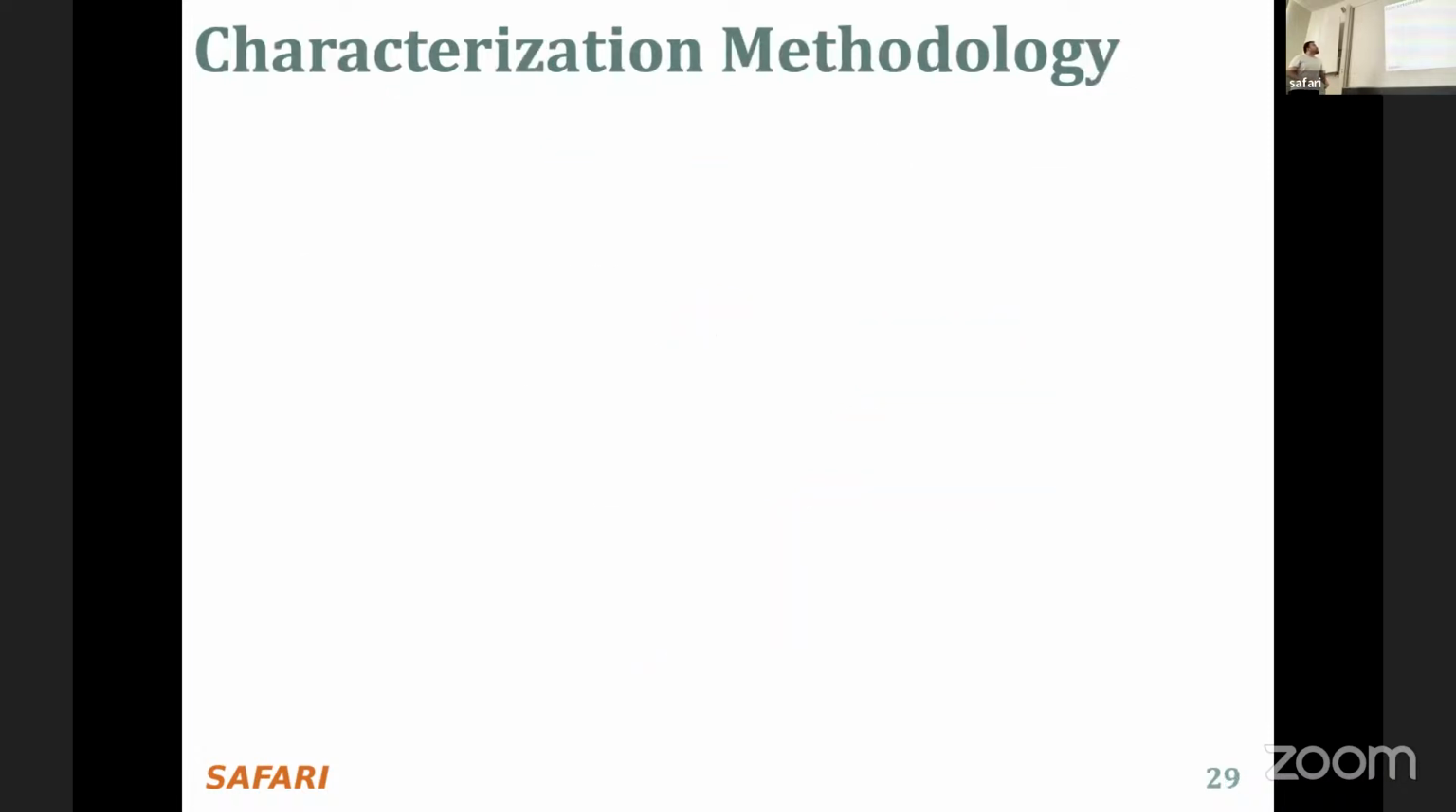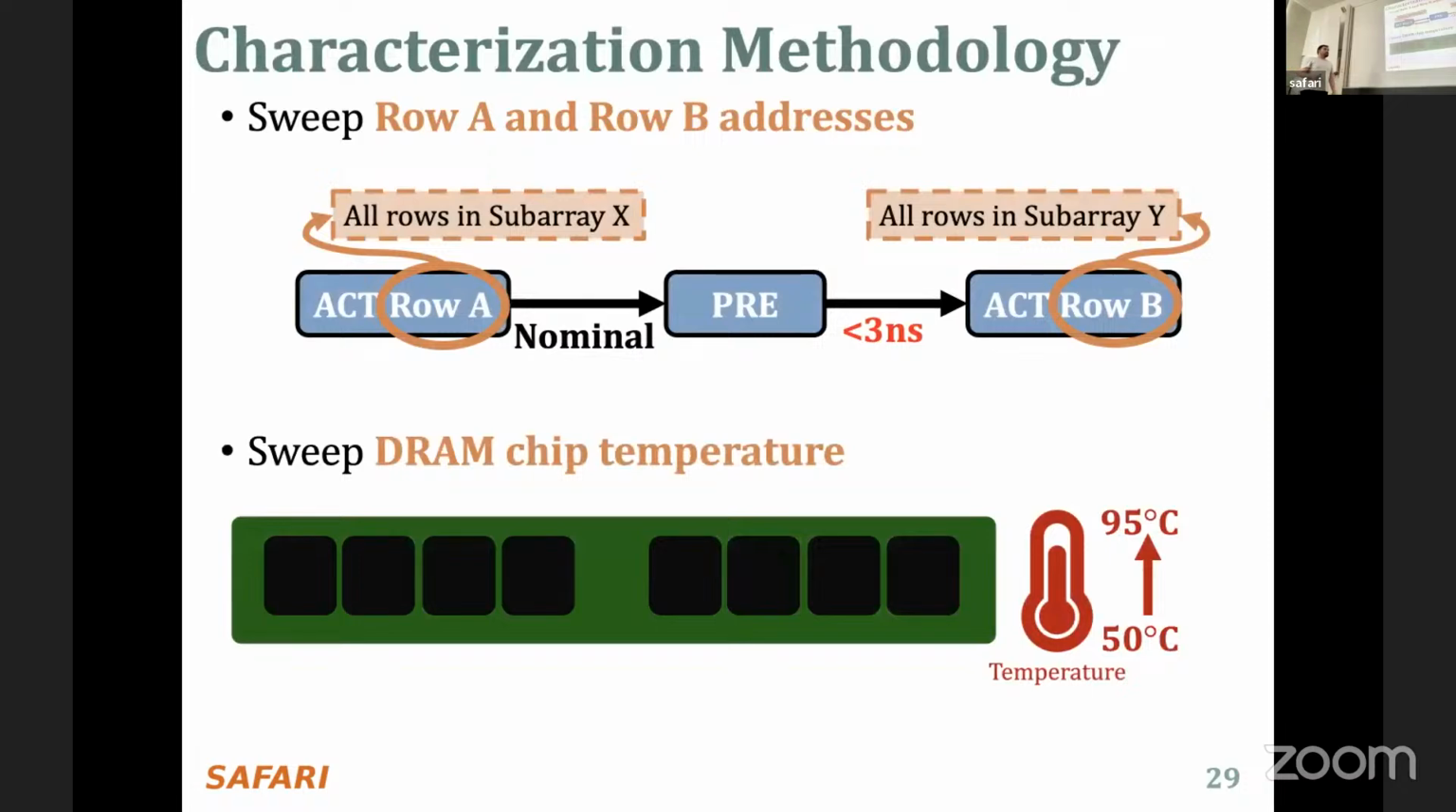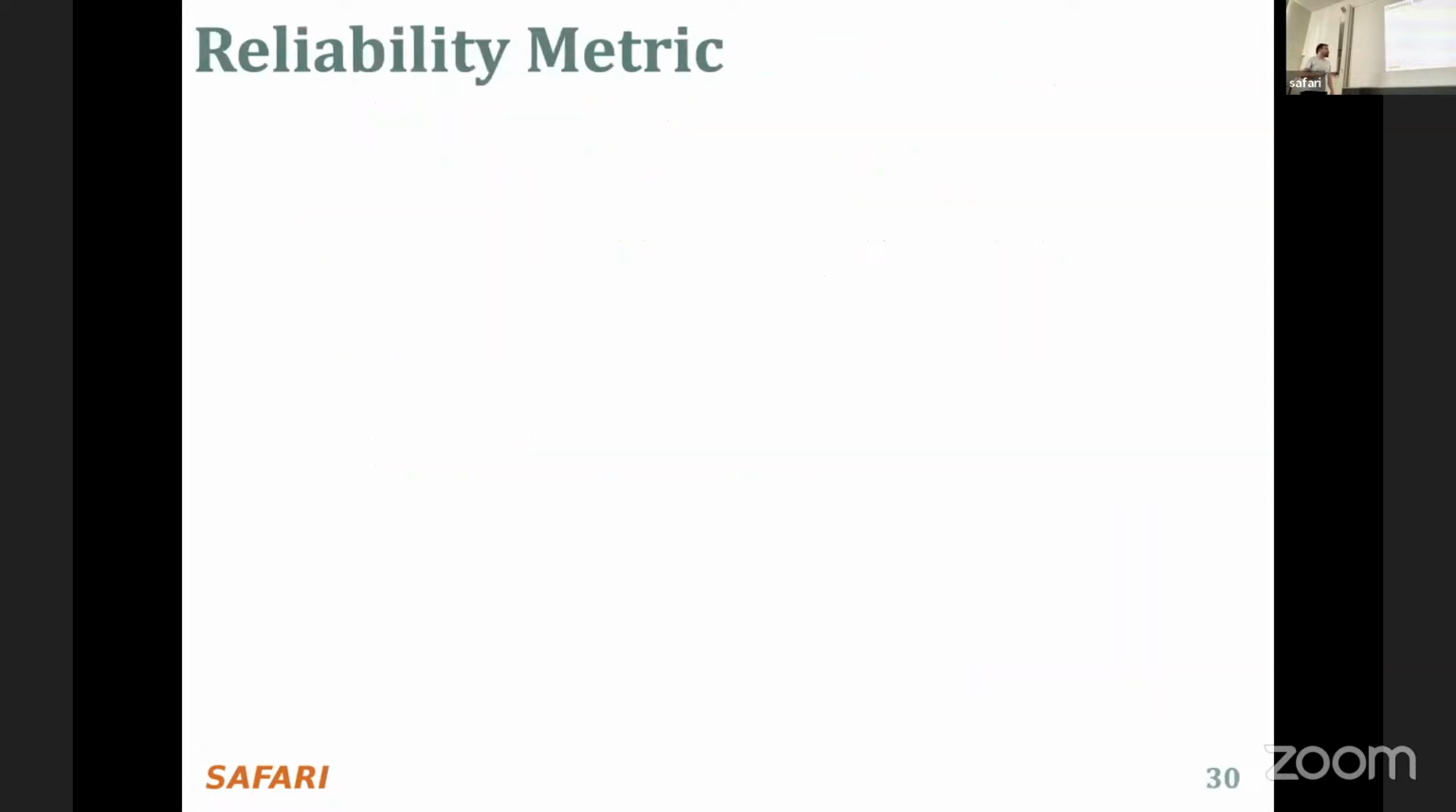So we will characterize this theory, and we have a methodology for it, and we will see the results of the reliability. So again, we sweep row A and row B addresses. Again, those are rows that are in neighboring subarrays, and we will test all rows in those subarrays. And we sweep DRAM chip temperature from 50 degrees Celsius, which is, let's say, nominal operating temperature, to 95 degrees Celsius, which is more than the manufacturer recommends, which is more or less 85 degrees Celsius.